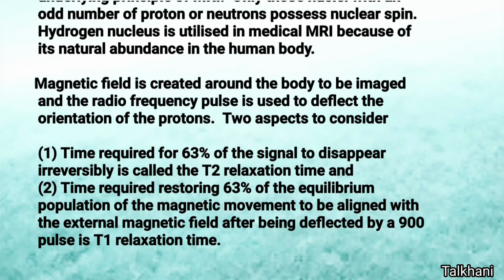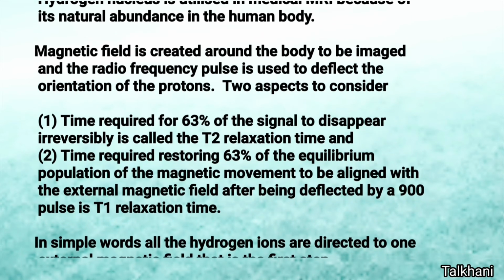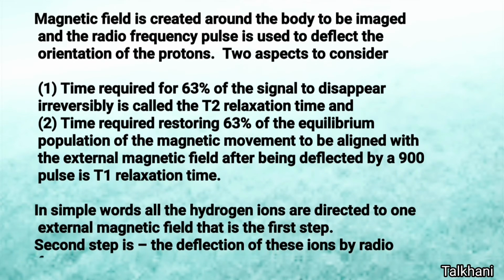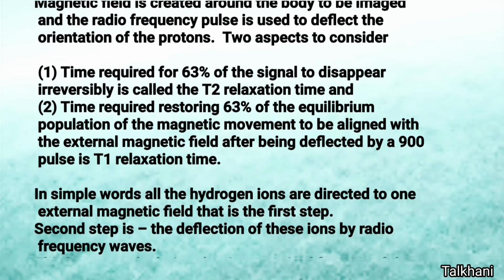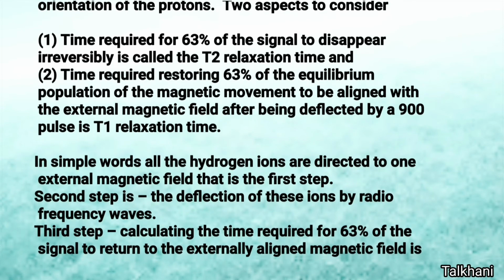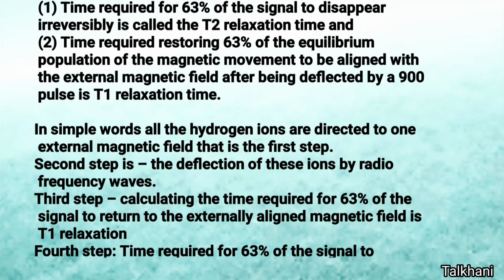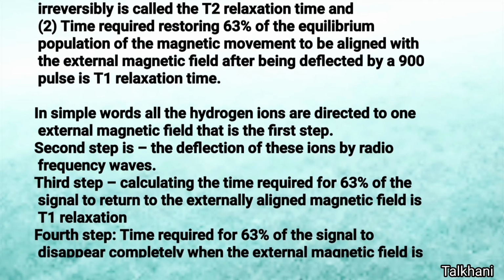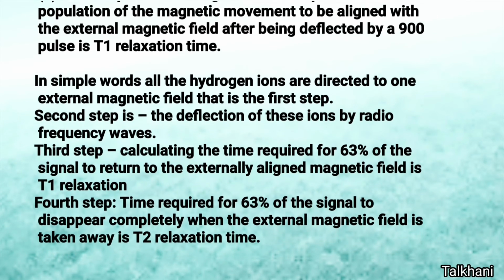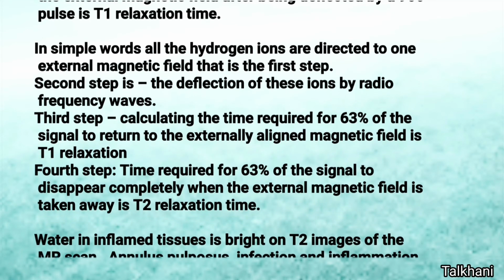In simple words, all the hydrogen ions are directed to one external magnetic field, which is the first step. Second step is the deflection of these ions by radio frequency waves. Third step, calculating the time required for 63% of the signal to return to the externally aligned magnetic field, which is T1 relaxation. Fourth step is to calculate time required for 63% of the signal to disappear completely when the external magnetic field is taken away, which is T2 relaxation time.